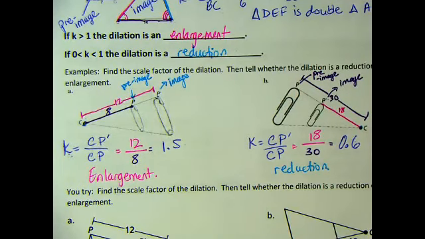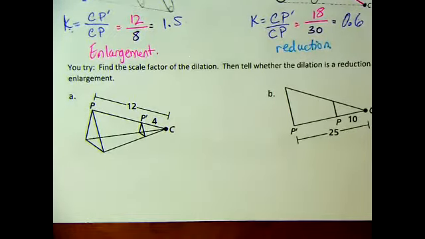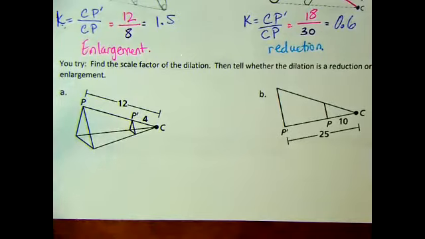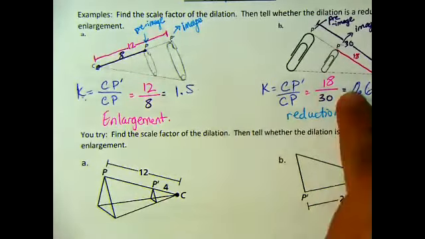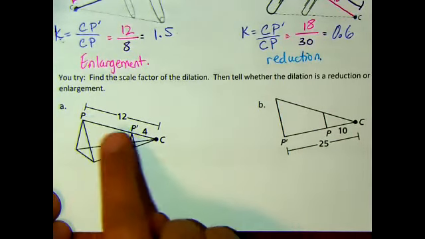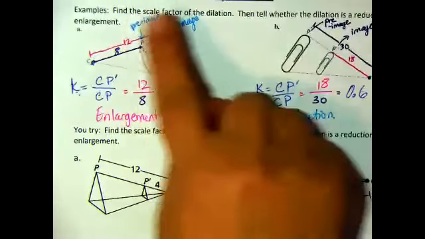All right, so next we have some U-tries. Find the scale factor of the dilation, then tell whether the dilation is a reduction or an enlargement. So you're doing the same exact thing we were doing up here. It's pretty much the same thing. Pay attention to the P and the P prime to identify your image and your pre-image.